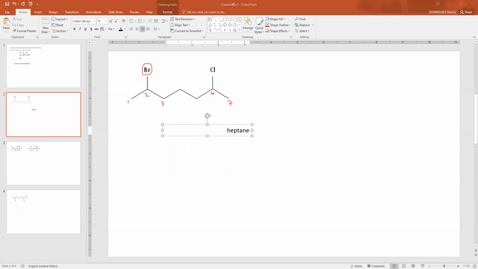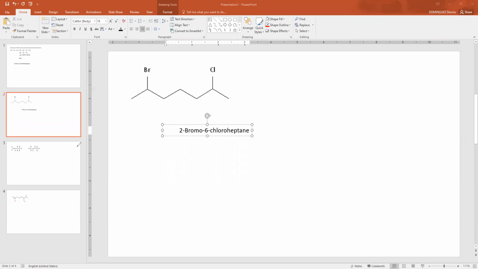So the name for this compound would be 2-bromo. The position of chlorine is 6-chloroheptane. That is 2-bromo 6-chloroheptane. So that's it.